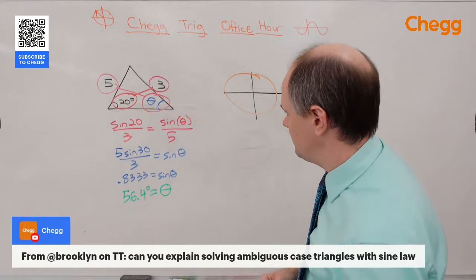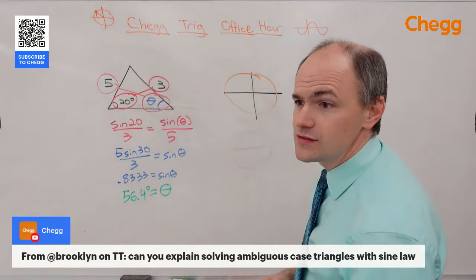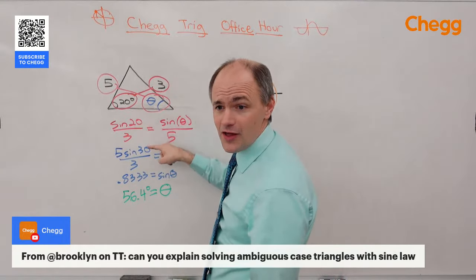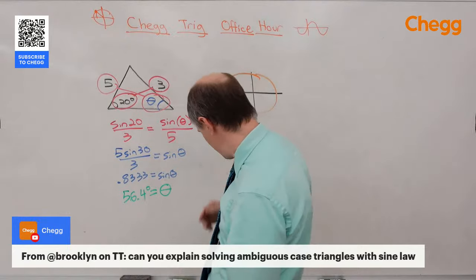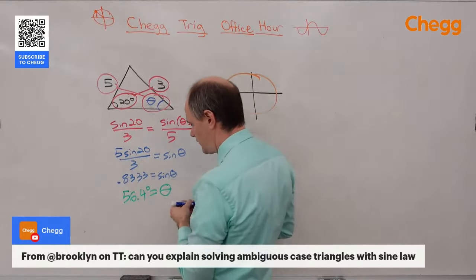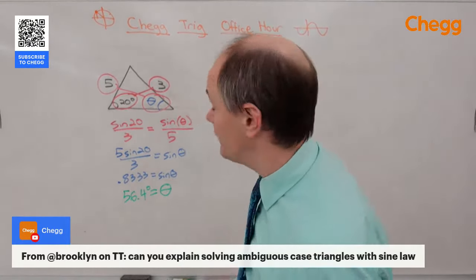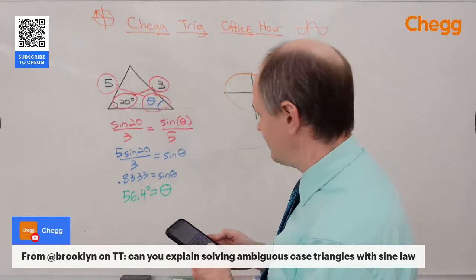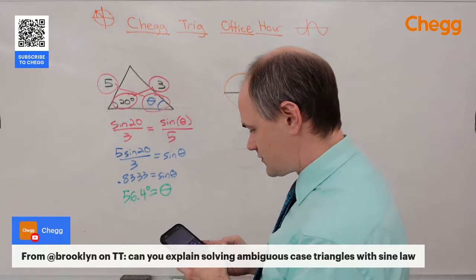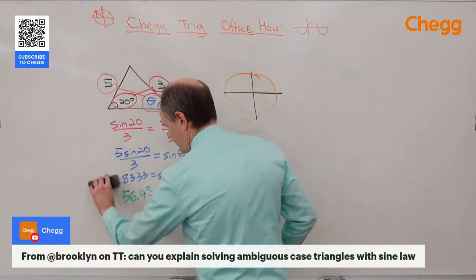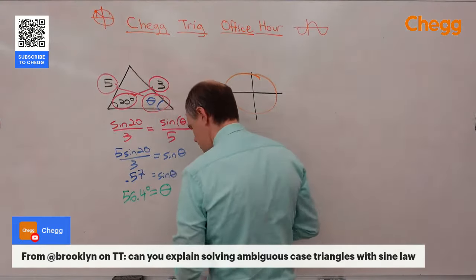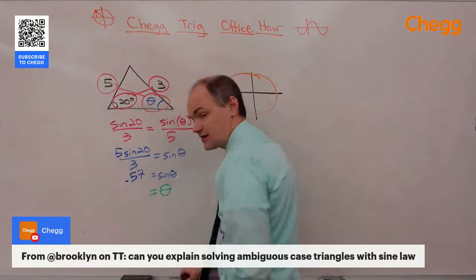Where did the 30 come from? Good catch, Rob. Copying is sometimes the hardest skill of mathematics. I copied a 20 and wrote 30. Well, geez. That's 20 degrees, which means my calculations are all wrong on my calculator. Let's go back to that. Sine of 20 divided by 3 is actually 0.57. Good catch, keeping me honest here.